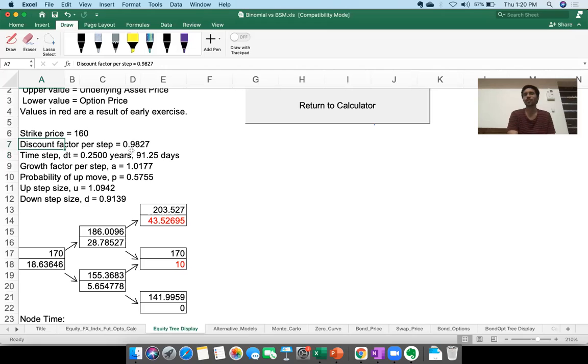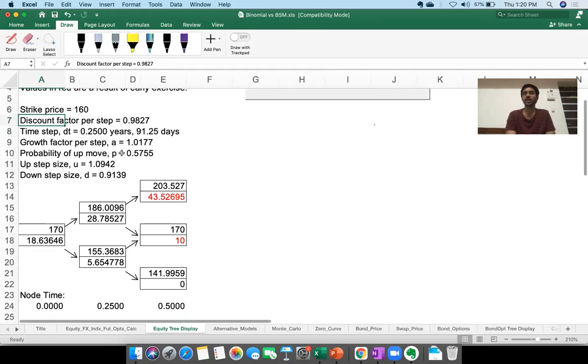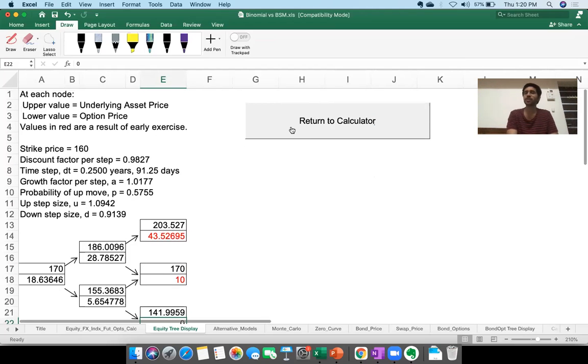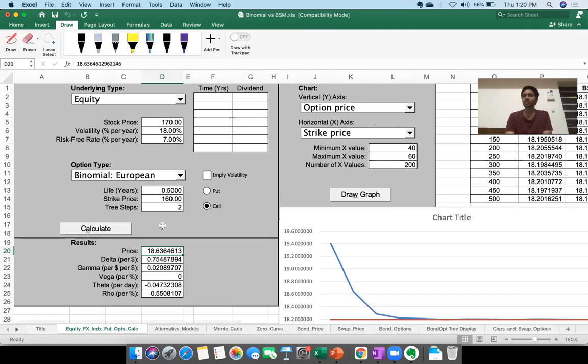And this is the discount factor. This discount factor is nothing but 1 divided by A ideally. So e power minus RT is the discount factor. And if you see, the value that we have got at each node will be the same as what we calculated using pen and paper. If I press this button, return to calculator, the sheet will get deleted and I will go back to the calculator. So I've come back here.